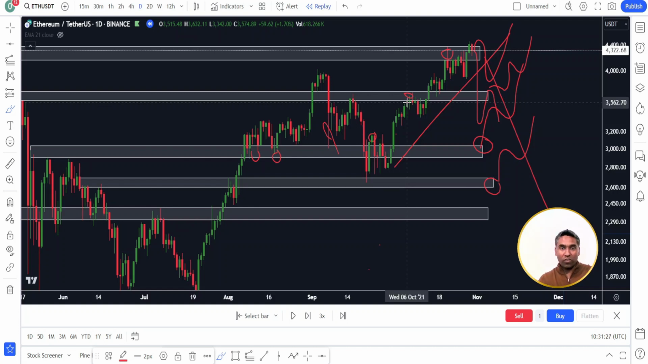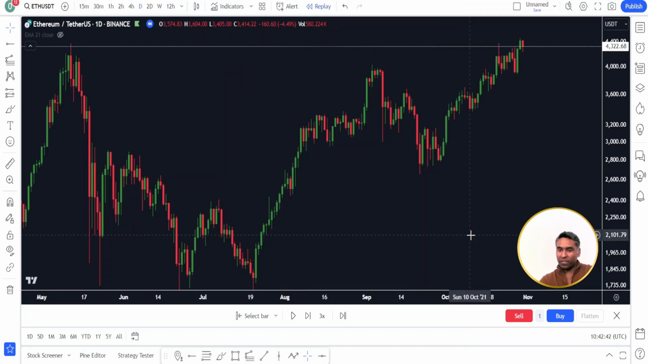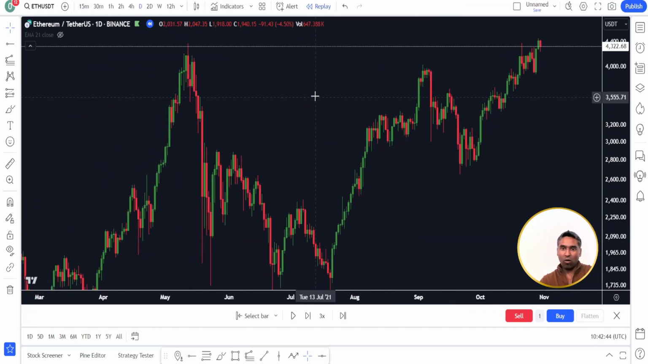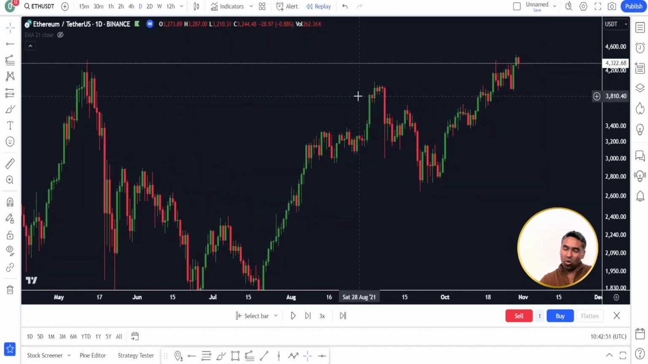Then what is the solution for that? Let's see how we can solve this problem. Now we have studied the traditional ways how people teach or how people draw their support and resistance levels. But now let's go and see how I draw support and resistance level, which works actually. It works for me and it will definitely work for you.